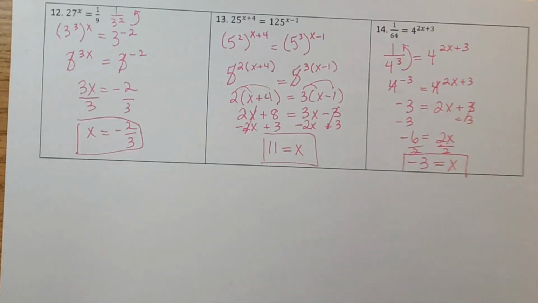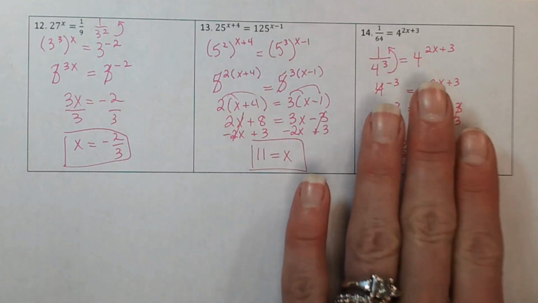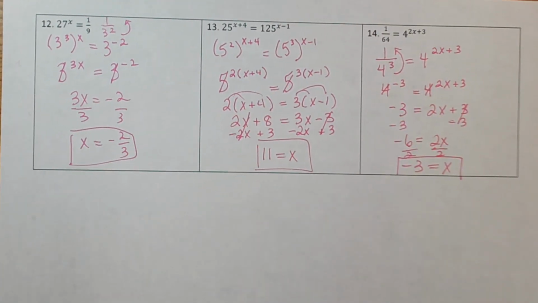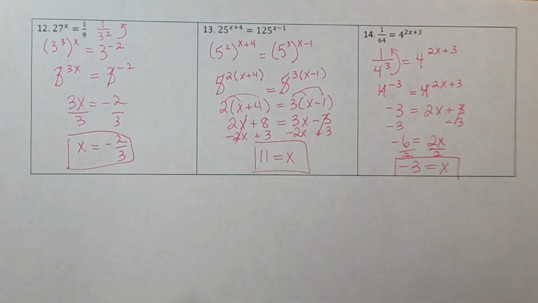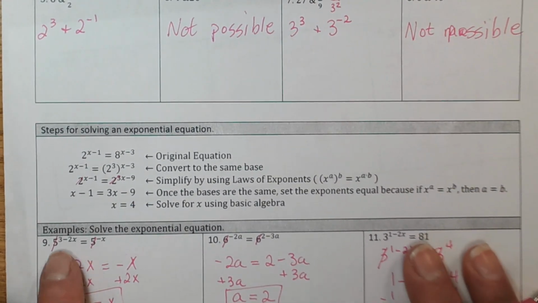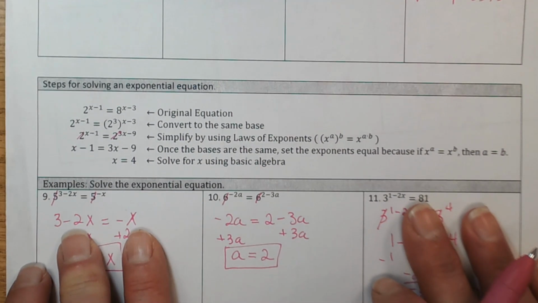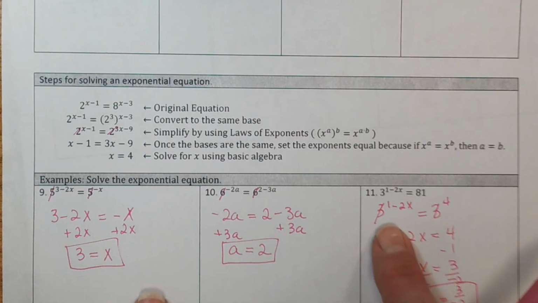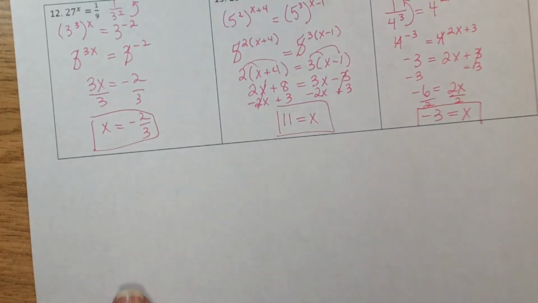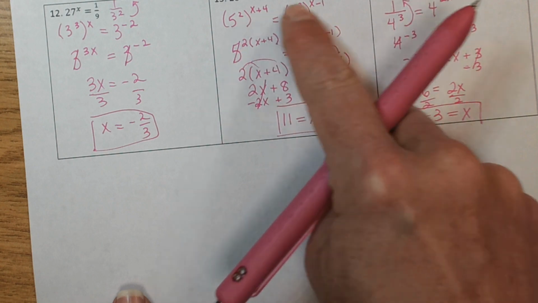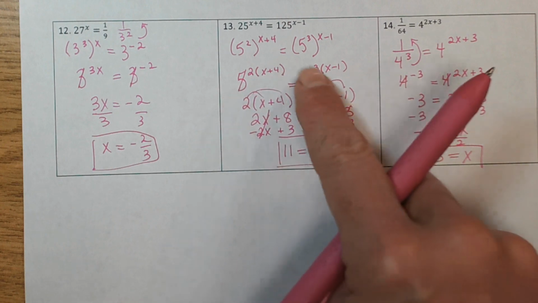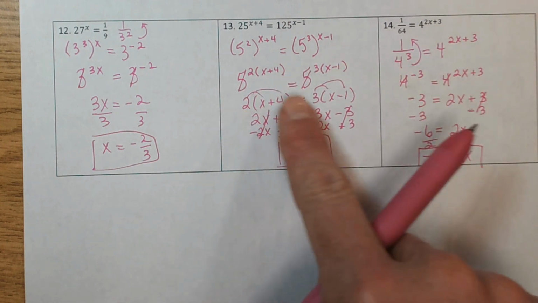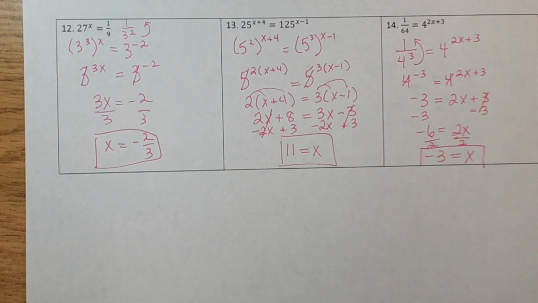Okay, so the main goal here is that these are the more challenging ones where we have to get the same base. So your first step is to identify if the bases are the same. If they are the same, just like our first ones, we just cross out the bases and set our exponents equal. But otherwise, remember, we need to find like bases and then use the laws of exponents to simplify our exponents. And then again, once the bases are the same, we cross out the bases and we set up an equation to solve for our variable.